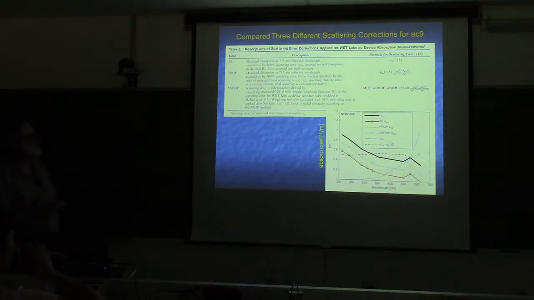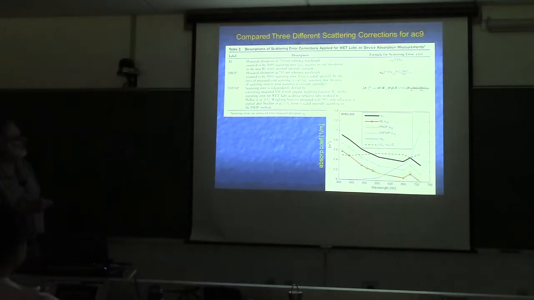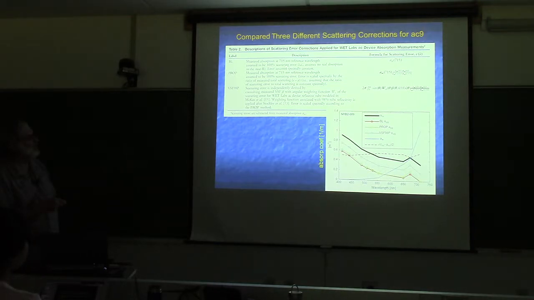So here's what they have. They have some labels here. BL, for example, it says measured absorption at 715, assumed to be 100% scattering error.